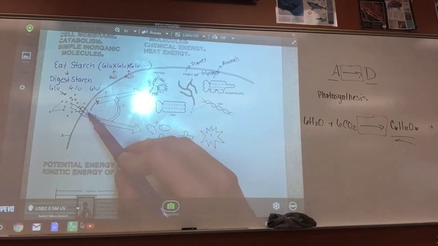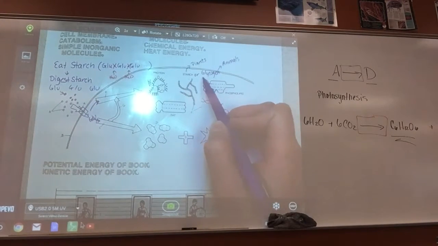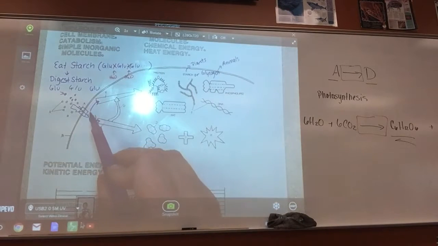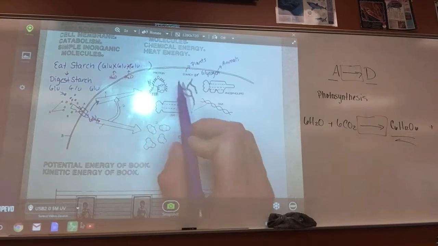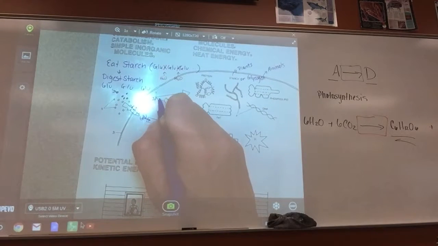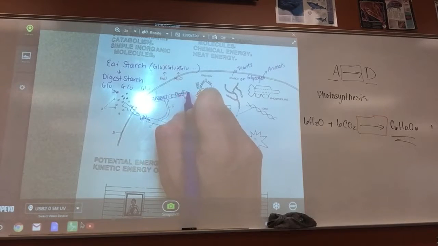So we can take those small glucose molecules, hook them together, and store them. And so this would be what kind of pathway? Taking smaller glucose molecules and hooking them together to make a larger molecule. Would it be catabolic or anabolic? Anabolic, right? All right, so I'm going to write here anabolic. This is the anabolic pathway.